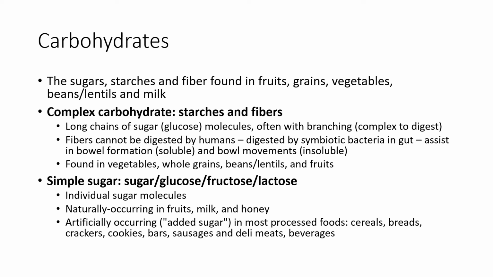So we do find some simple sugars naturally occurring, like we said, in fruit, milk, and honey, which is where we find sucrose, glucose bound to fructose. An important distinction on fruits is that fruits also contain complex carbohydrates in the form of fiber. Fruits also contain a lot of water, and vitamins and minerals, which we'll see later on are very critical to good human health.